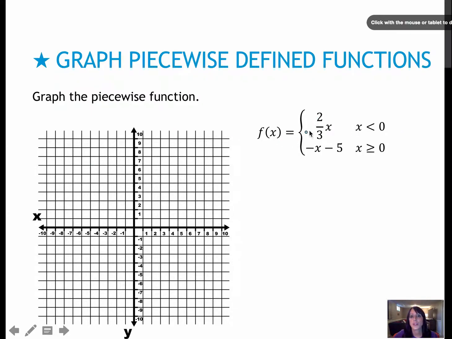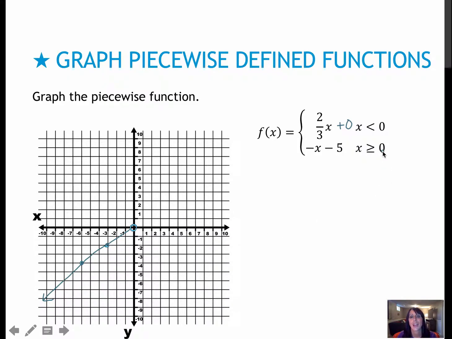So for the first, where x is less than 0, I've got the graph of 2/3 x. If I were graphing that, that would be like 2/3 x plus 0, which means it would go through 0, but not including 0. So I'm going to put that open circle on 0. And then this would be like up 2 over 3, except I know that I'm going only for values that are less than 0. So I'm going to go down 2, to the left 3, and put a point, down 2, to the left 3, and put a point. So I know on this side, I've got that kind of graph.